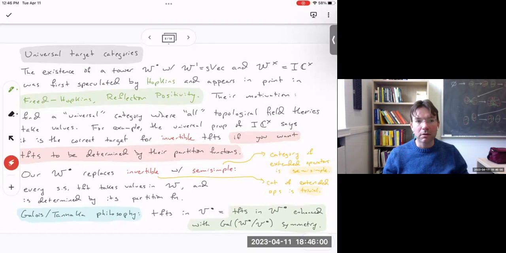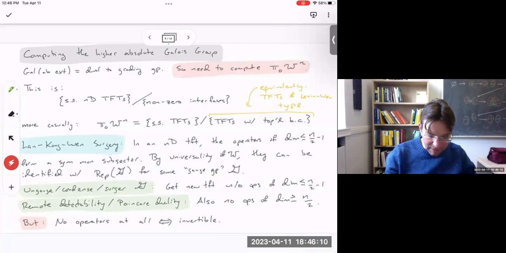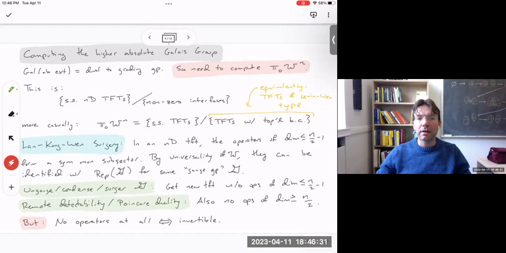I think I will keep going, but as I said, please interrupt with questions. And so the last thing I want to tell you is what the Galois group looks like. So I told you we've completely built the semi-simple algebraic closure, the higher categorical semi-simple algebraic closure. And now we want to understand the Galois group. So how do you build the Galois group?